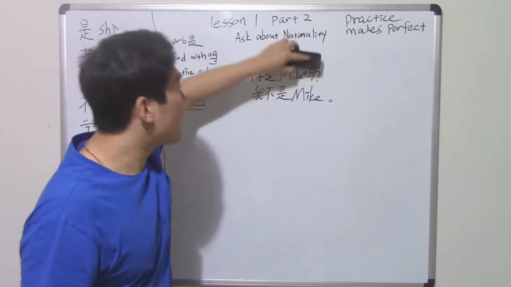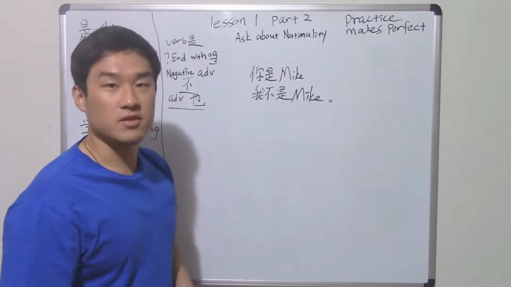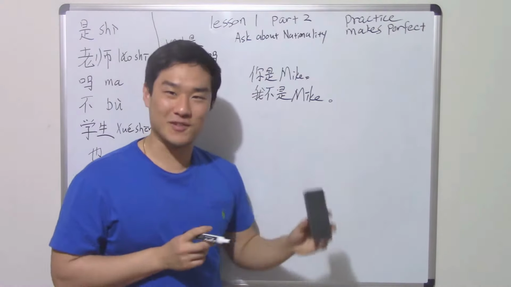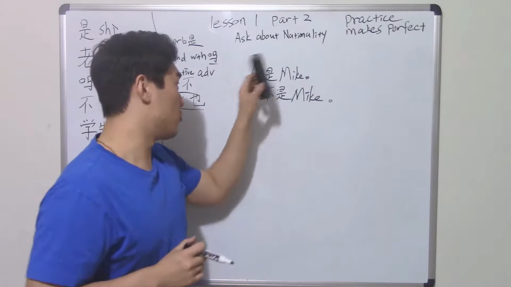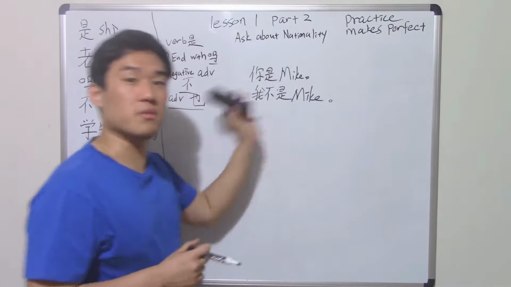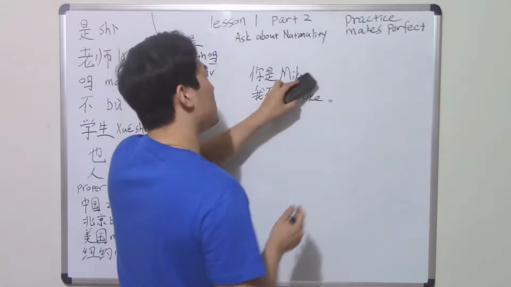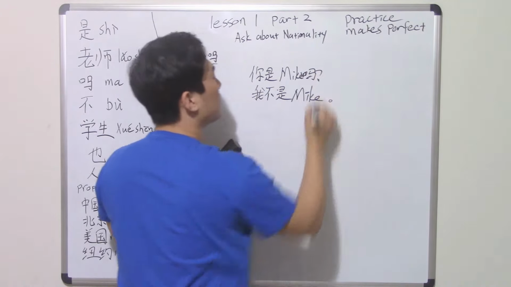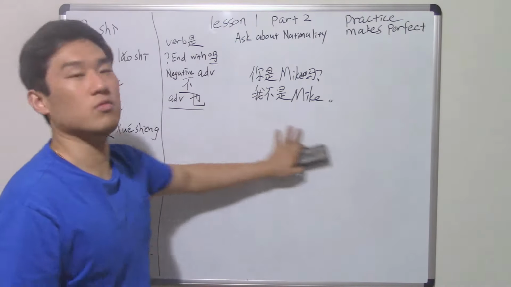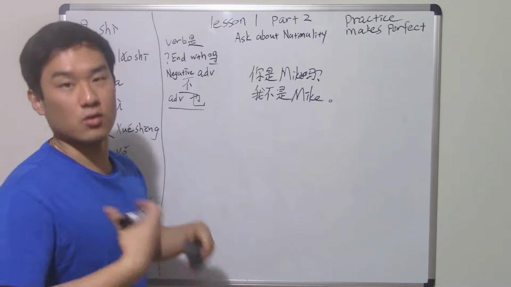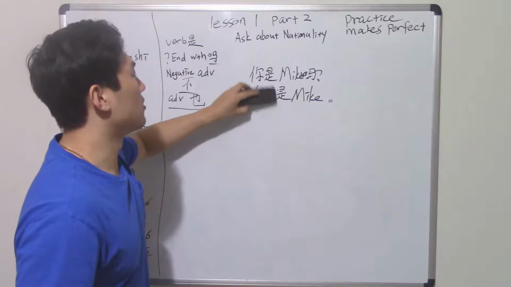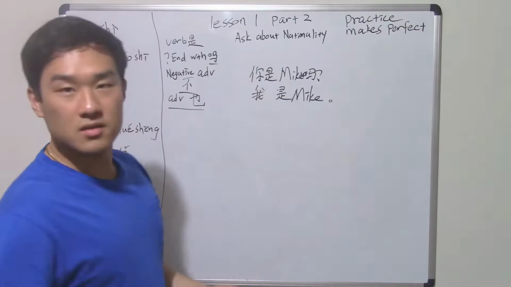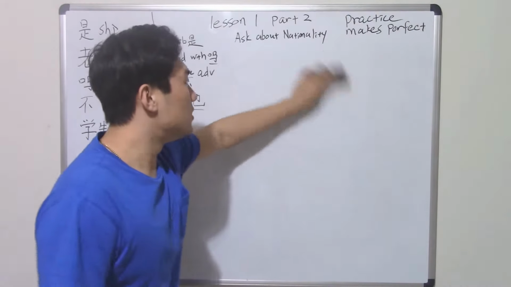So 你是 Mike. If I just get rid of this, what does that mean? That means it's a declarative statement. You are Mike. 你是 Mike. Then if we put ma here, that's when it makes a question. 你是 Mike 吗? And then you say 我不是 Mike, or if yes, you should say 我是 Mike. Just get rid of the 不 here, and make it 我是 Mike. So that makes sense. That should be pretty simple too, right?